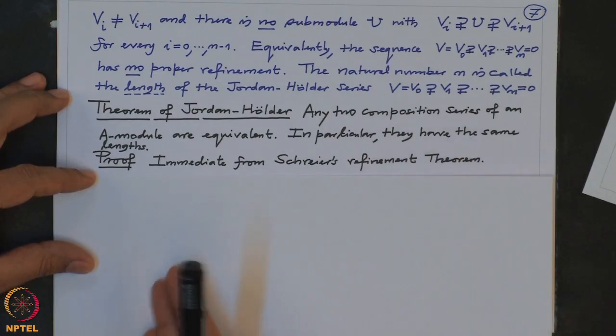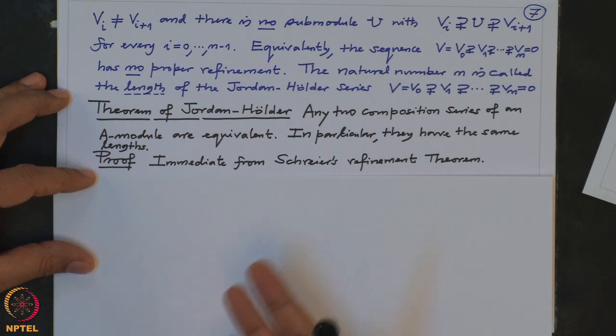Okay, the Jordan-Holder theorem is clear from Schreier's refinement theorem, because once you have a composition series, you cannot refine any more, and therefore it has to be a refinement of itself only. So if I take two composition series, Schreier's refinement theorem says that they have a common refinement, but each one is a refinement of itself. So any two composition series are equivalent, and in particular they have the same number of terms and the same quotients also.